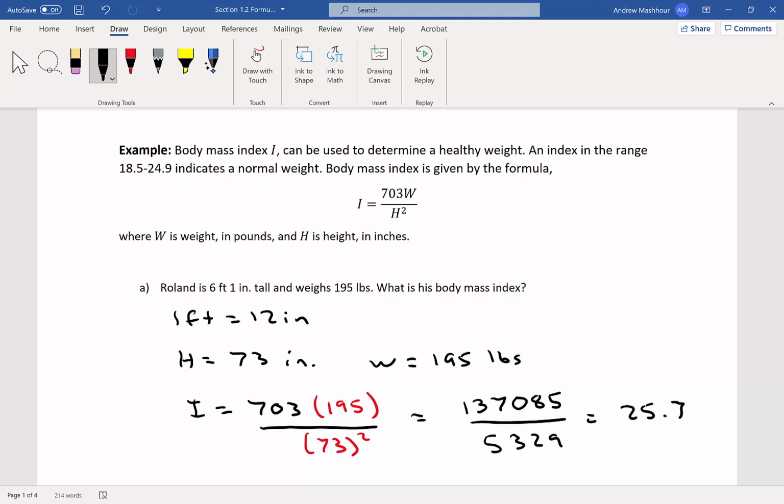Now, a follow-up question would be, is his body mass index in the normal weight range? So it says normal weight is 18.5 to 24.9. Now, Roland's body mass index is 25.7. So this is over the range, which indicates it's not a normal weight.